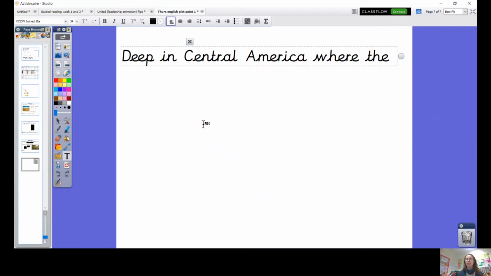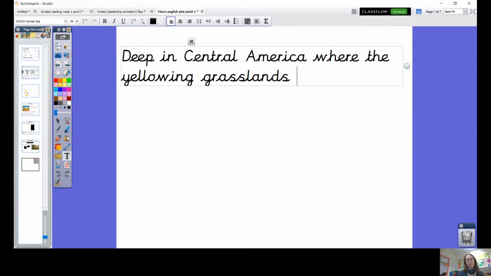where the now I want to describe the grasslands, where I'm going to use that yellowing, which I quite liked the sound of. Yellowing. Waved. Swayed I might use. Where the yellowing grasslands swayed.